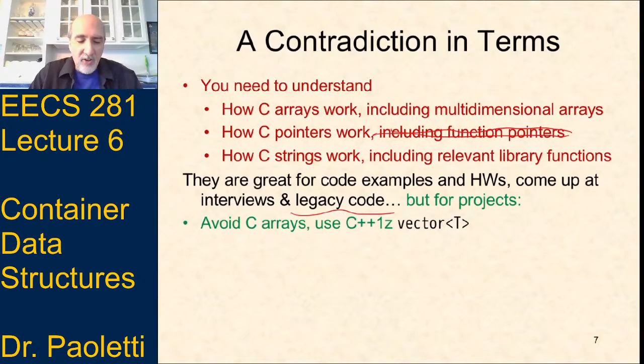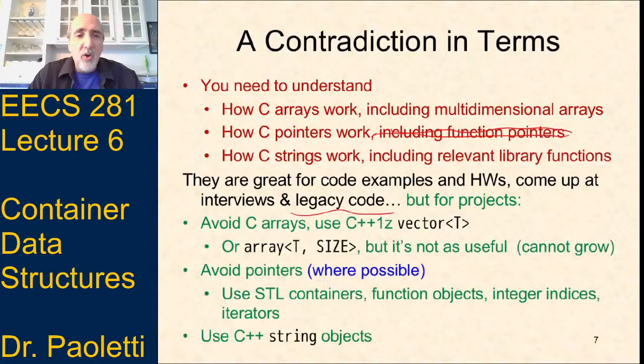However, for your projects, we want to avoid arrays. We want to use vector. Now, there is something in C++ called array. Array, I find, is not as useful because it's like a vector, but it can't grow. You have to declare the size up front. You have to know the size. If you pass it as a parameter, you've got to know the size. So I've actually never found a reason to use the array class.